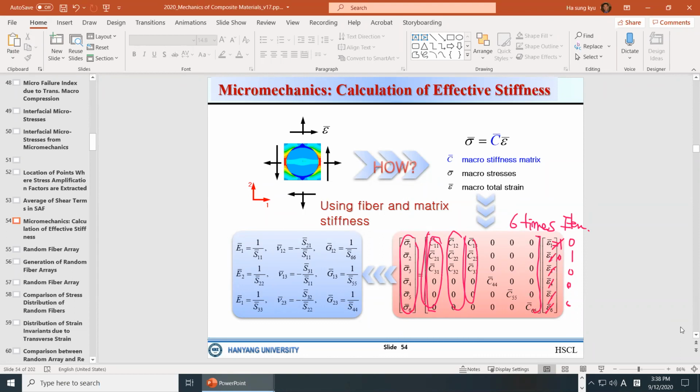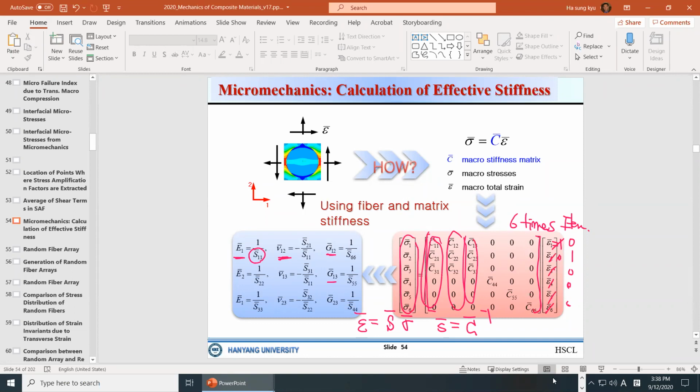Once we invert, what do we have? We have epsilon bar, the S matrix, and sigma bar, right? So the S matrix is the inverse of the C matrix. Once we have the S matrix, then the inverse of the S will give the epsilon 1, and the inverse of this, Poisson's ratio, and so on. So this is very important to understand.